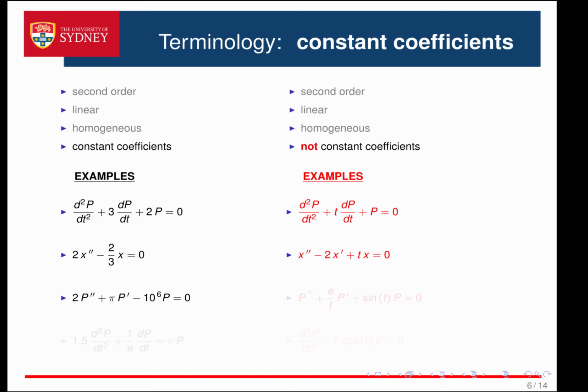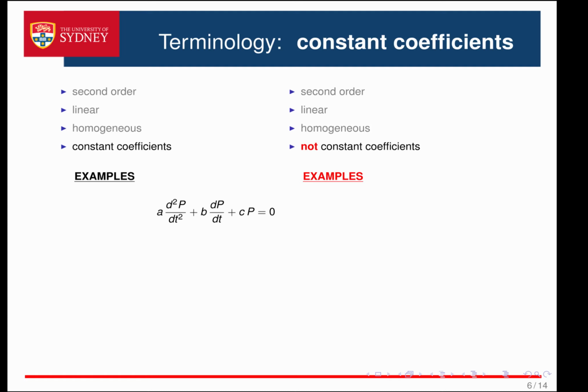This is a constant coefficient DE because the coefficient of each term is again a constant. Even though pi is an irrational number and cannot be expressed in a finite number of decimals, and 1 million is large, these are all just constants. On the other hand, in this equation, the coefficients of both p' and p are functions of t. Finally, this is a constant coefficient DE because the coefficient of each term is again just a number. Whereas in this equation, t cos t is not a constant.